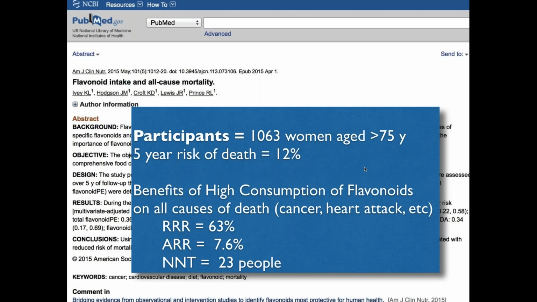This was a research study I looked at for a flavonoid-rich diet. And basically, they had 1,000 women over the age of 75, and they looked at what their 5-year risk of dying is in that 5-year period, which is around 12%. And what they found is that if the women ate a diet that was rich in flavonoids, it reduced all causes of death, cancer, heart attack, etc., had about a 63% risk reduction, which is pretty significant. So for this group of women, if their risk was about 12%, then it would basically reduce it by 7.6%. So what that means is when you have switched these women to a flavonoid-rich diet, about 1 in 23 women, life would be saved by consuming more of these types of fruits and vegetables.